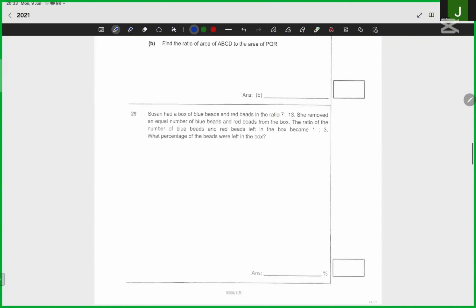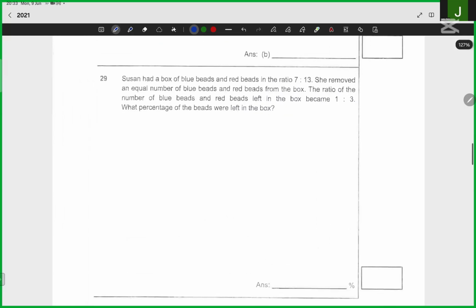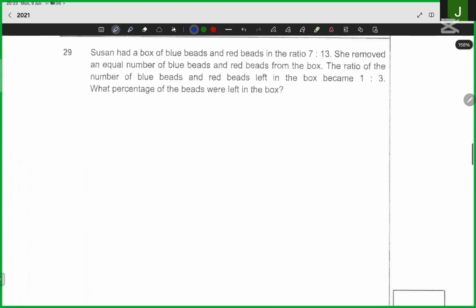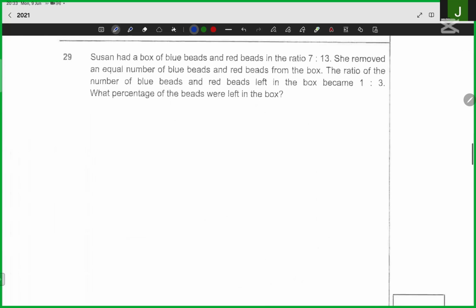Okay, I'll skip 28. Okay, I'll do 29. Right. Susan has a box of blue beads and red beads in the ratio of 7:13. She removed an equal number of blue and red from the box. The ratio of blue and red left in the box became 1:3. Okay, then they ask what percentage of the beads were left in the box.